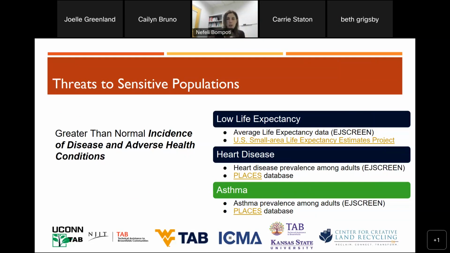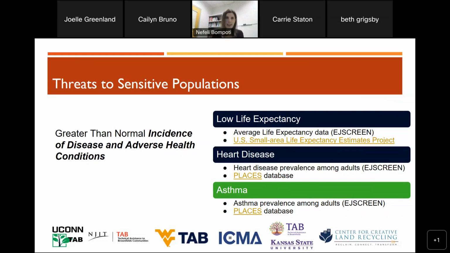So now to be able to make that connection between, right, the presence of brownfields, the sensitive populations, and the greater than normal incidence of disease, you have to approach this in a certain way where you can say, well, sure, we have those sensitive populations, and we also see higher rates, for example, of cancer, or higher rates of heart disease. And again, something very important is that you shouldn't mention every single data point that you find.